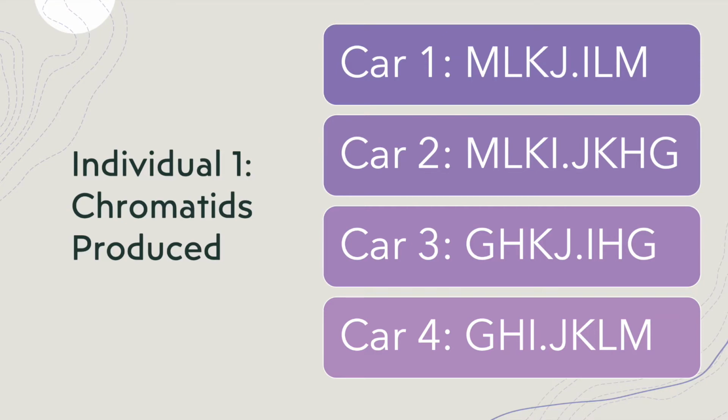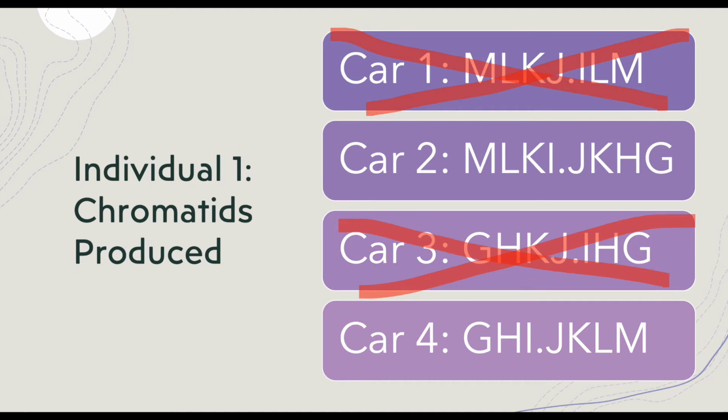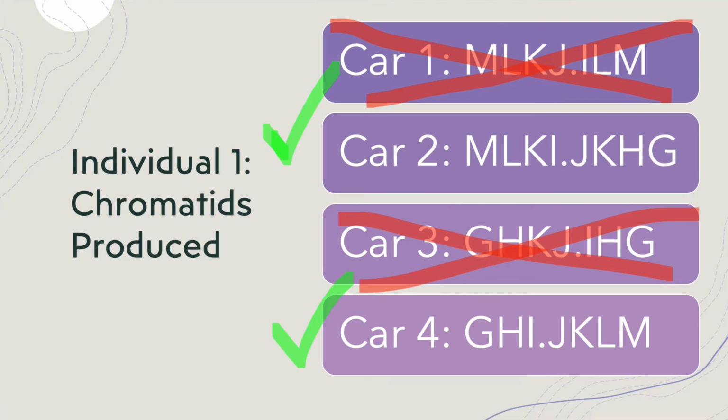Here are the 4 possible chromatids produced by each of the cars. However, the first and third chromatids will not go on to produce viable gametes due to gene repetition. The second and fourth will go on to produce viable gametes.